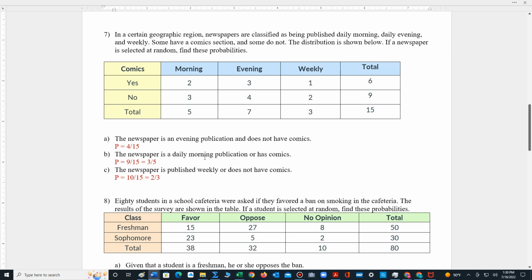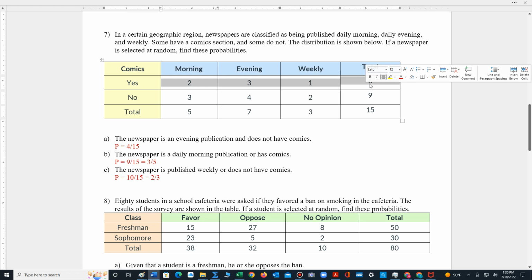The newspaper is a daily morning publication or has comics. So the morning publication, there's 5. The number that have comics is 6, so 5 plus 6 is 11, but we're double counting these two. So 11 minus 2 is 9. 9 out of 15 reduces to 3/5.